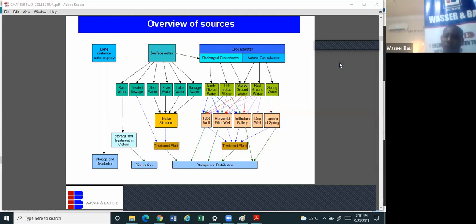Okay, then the next one is, after the intake structure, the water goes to treatment. And after the treatment, it goes to distribution and storage. And for some, if the water is coming from long distance water supply, like a water board or central city supply, it doesn't need any other treatment because treatment has already taken place. So all the water needs to do is to just go to distribution and storage.